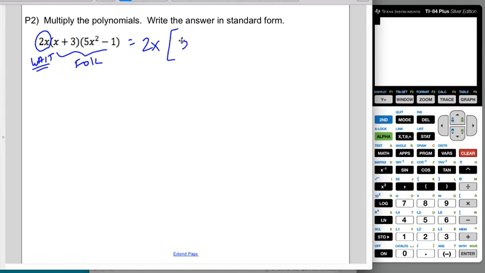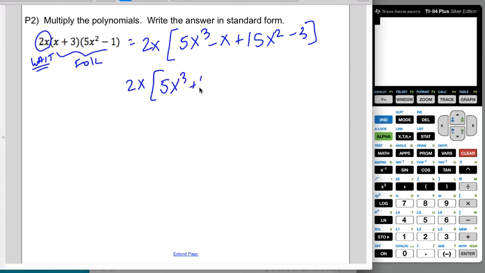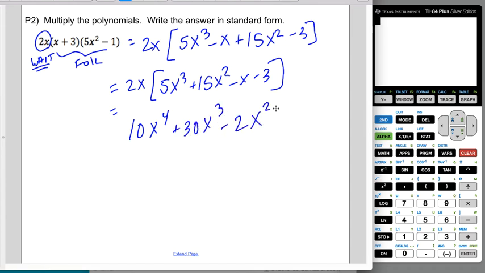When I FOIL, I'm going to get a 5x cubed minus an x plus a 15x squared, right? That's my inner, and then minus a 3. I'm going to clean that up before I distribute. I get a 5x cubed plus a 15x squared minus an x minus a 3. And when I distribute that 2x, I'm going to get that this is a 10x to the 4th plus a 30x cubed minus a 2x squared minus a 6x. And that's it for me.